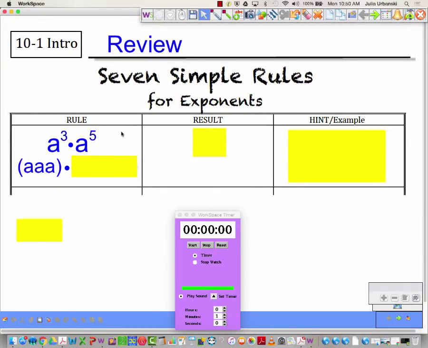What does a to the fifth mean? A times a times a times a times a. 5 of them. Good. Write that down. Like I said, you're not going to write that down every time, just for this rule sheet, so you know where it's all coming from.